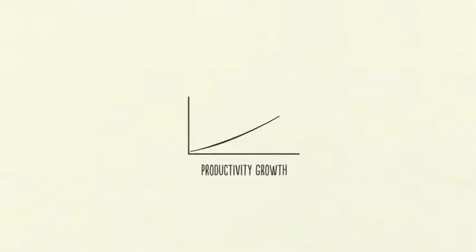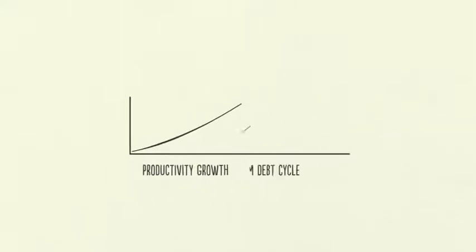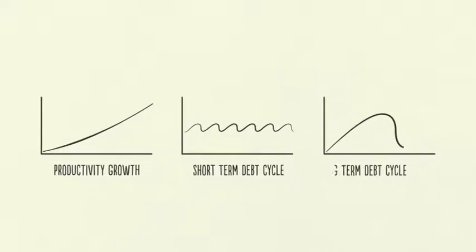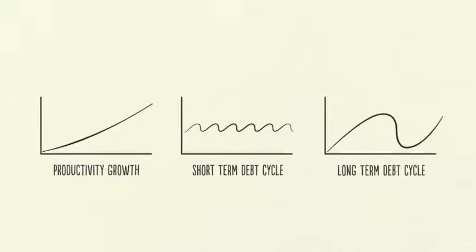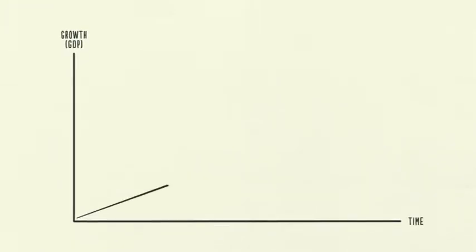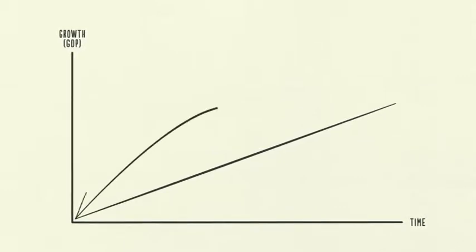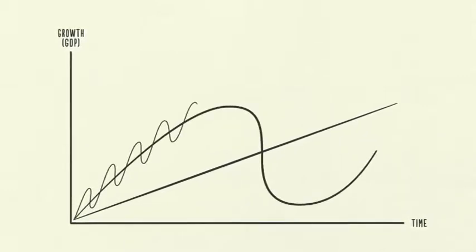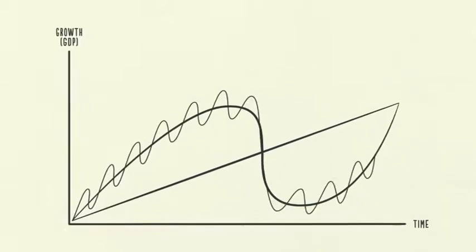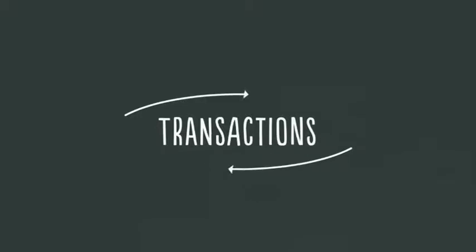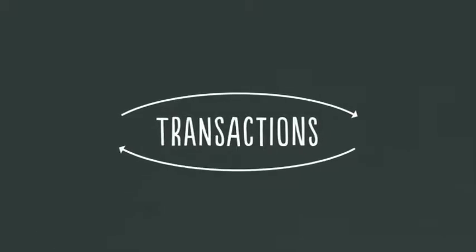Number 1, productivity growth. Number 2, the short-term debt cycle. And number 3, the long-term debt cycle. We'll look at these three forces and how laying them on top of each other creates a good template for tracking economic movements and figuring out what's happening now. Let's start with the simplest part of the economy: transactions.